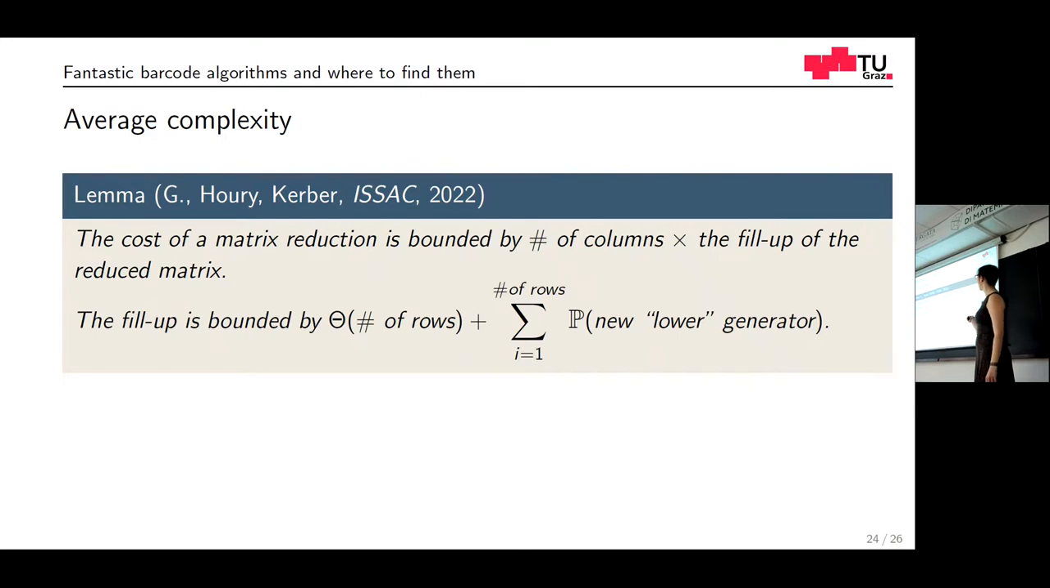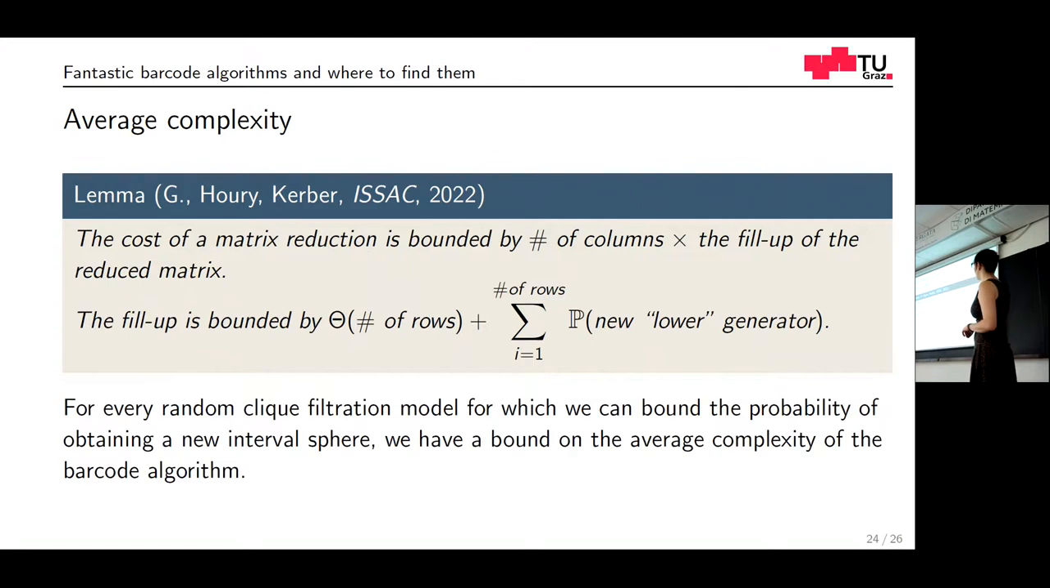I'm going to use the fact that I have a critical pivot if and only if I have a new bar. And this is the number of rows, because this is giving me the bound on the columns. And so if I can bound this probability, and then we knock on the door of people doing random complexes, then I have a bound on the cost of the matrix reduction. This is a general statement that is valid for all clique filtrations. So if you have a random clique filtration model for which you know the behavior of the bars in probability, then you know the average complexity of your matrix reduction.